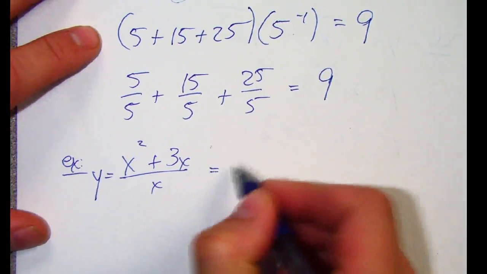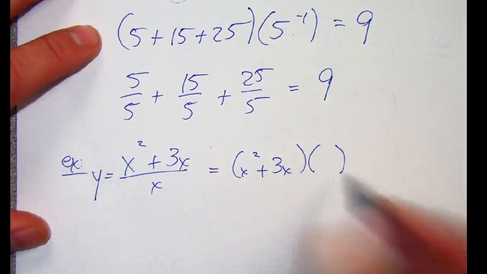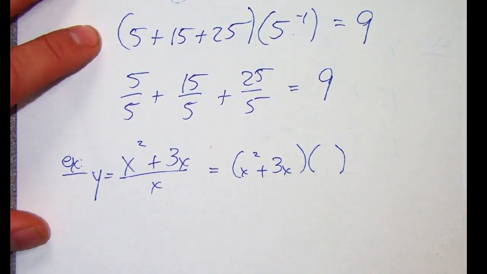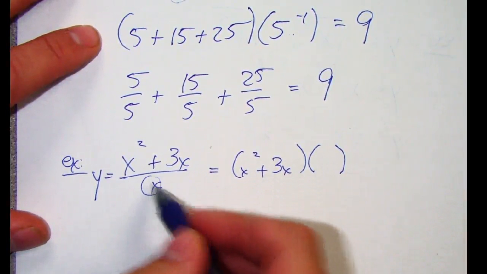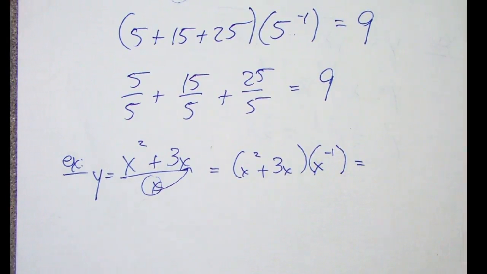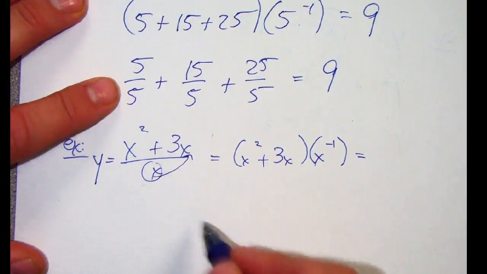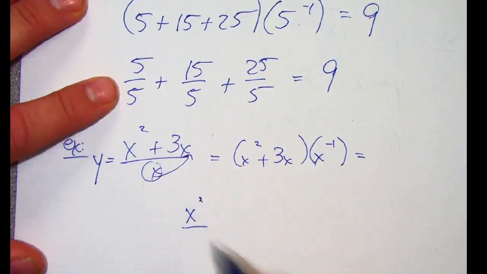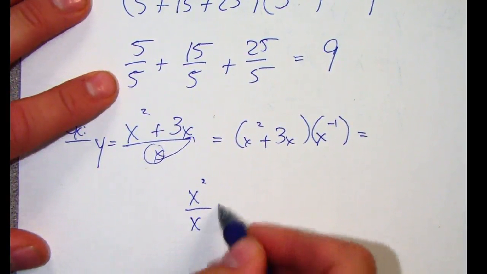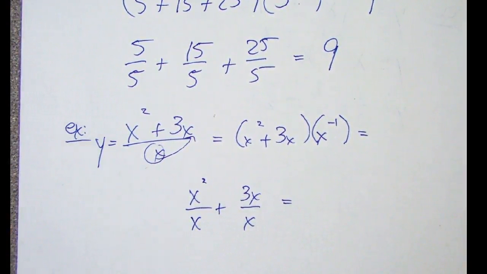You could rewrite this as x squared plus 3x times what? x to the negative first, so I'm going to bring that up. And then I would multiply those out, which I'll get to in a second. You could also split up your fraction and say, well, that's x squared over x plus 3x over x. The question is, which one of those do you think is easier to simplify? That answer is different for everybody. You can do it either way.